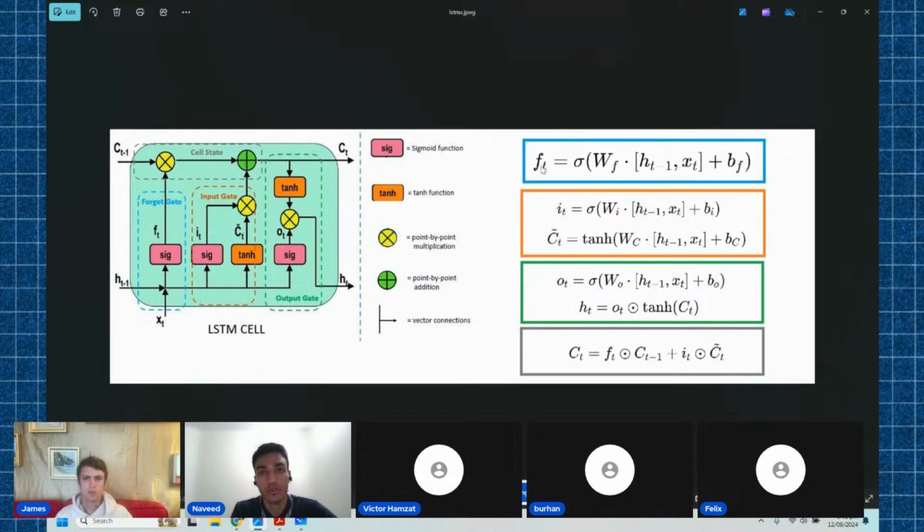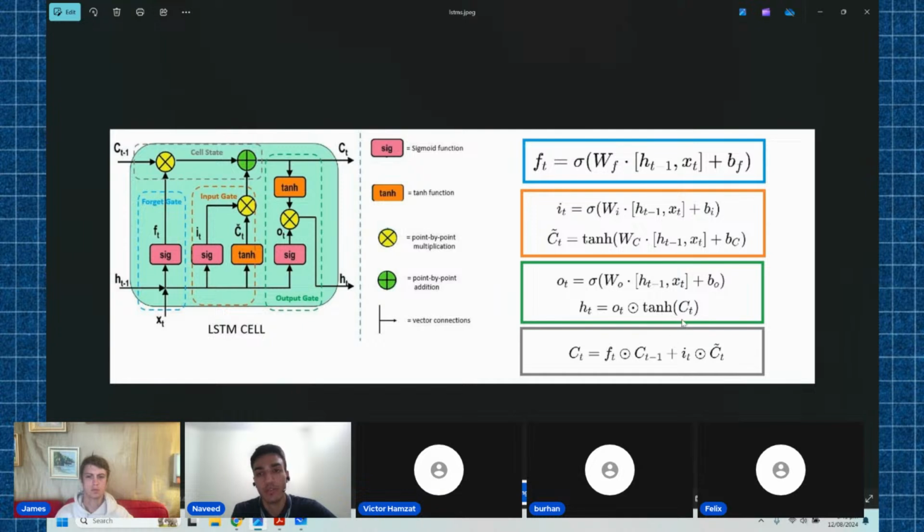How do we compute the forget gate? We have a set of weights associated with it, represented by WF, and it takes input as the previous cell state in the current time step, and there's the bias term. How is the input gate determined? It has its own set of weights represented by WI, and it takes the input from the previous cell state in the current time step.